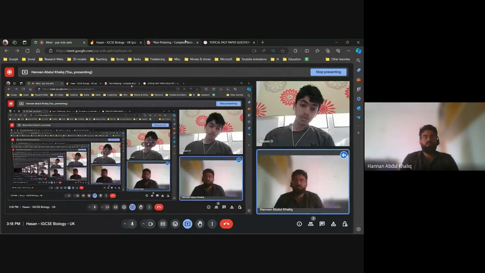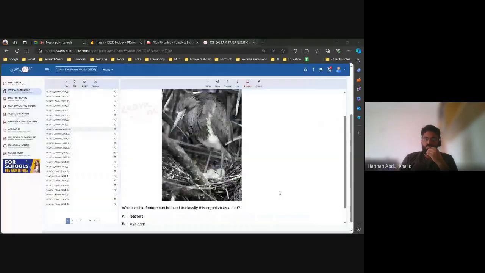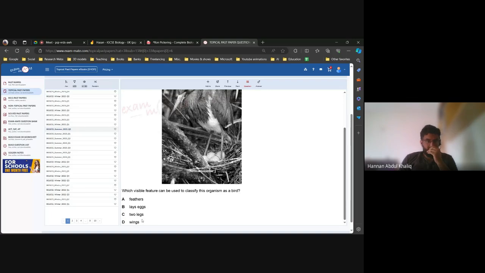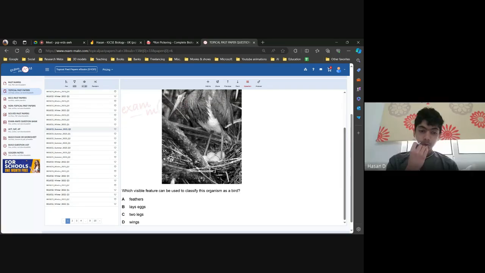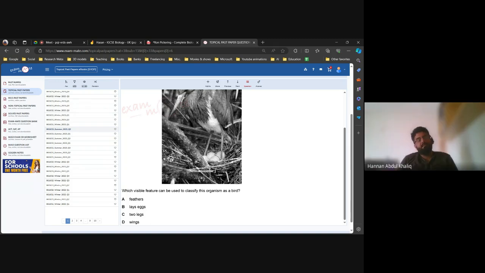Okay, so as I was saying, now there is wings, legs, lays eggs. Egg laying is not only a feature of birds. Two legs can be human, wings can be bats, and lays eggs, some reptiles lay eggs, and also insects and even mammals. So all those options are eliminated. The final option that we are left with is feathers.